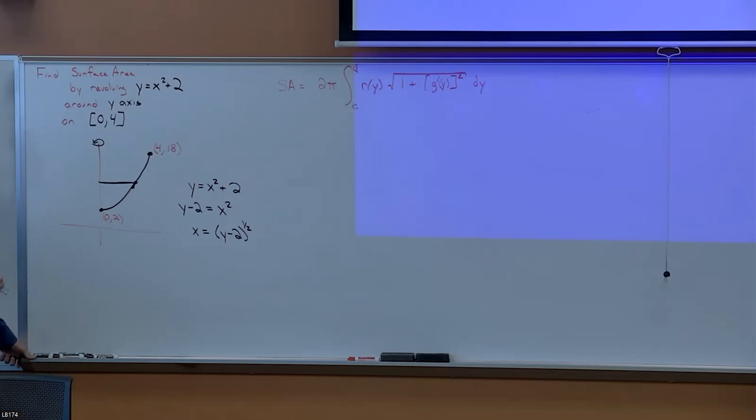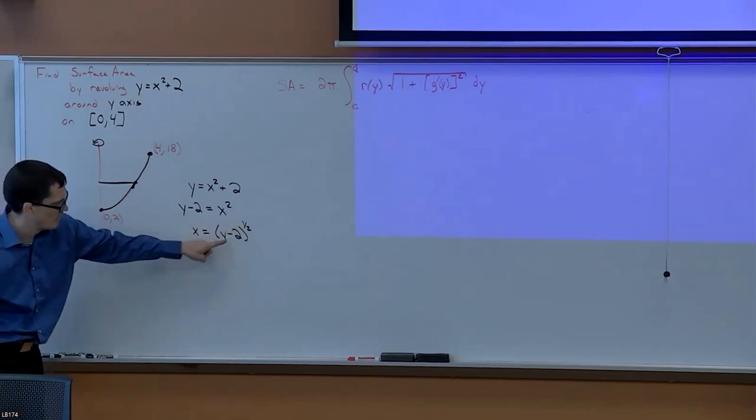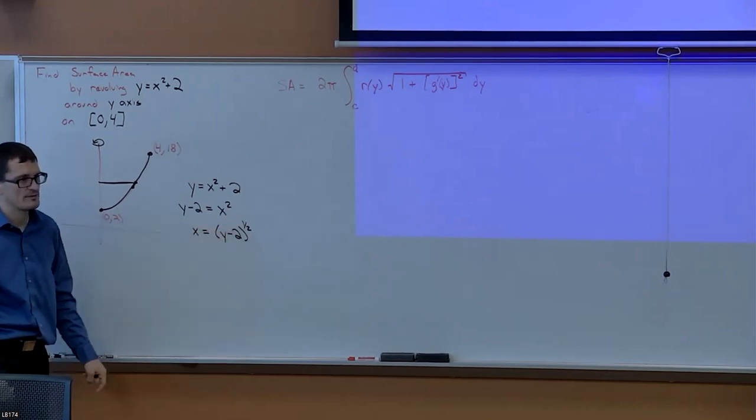Fairly easily. When I solve y equals x squared plus 2 for x, I get x equals (y minus 2) to the 1/2 power, or the square root of y minus 2. I can do that because the section of curve that I'm dealing with is all in the first quadrant, so I can take the positive square root, right? Or the positive version of (y minus 2) to the 1/2 power.